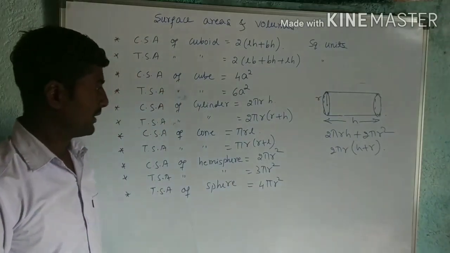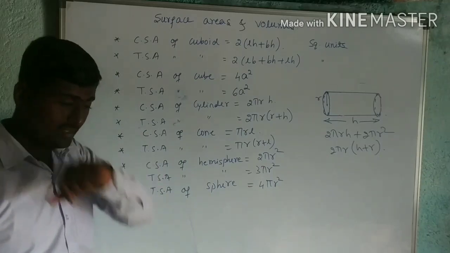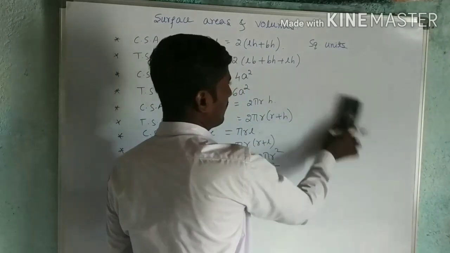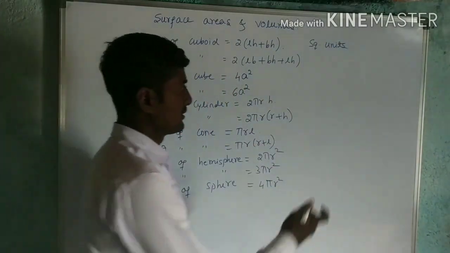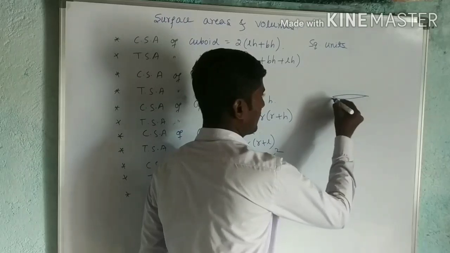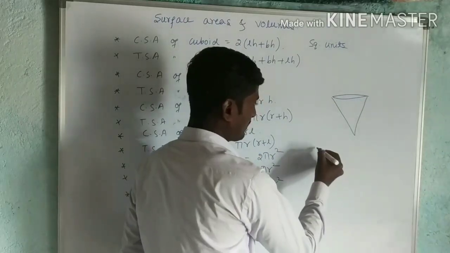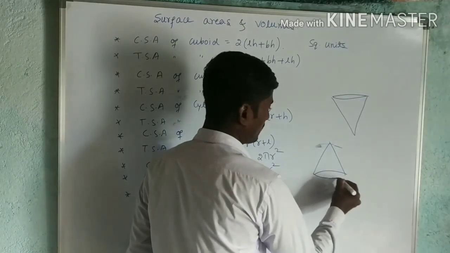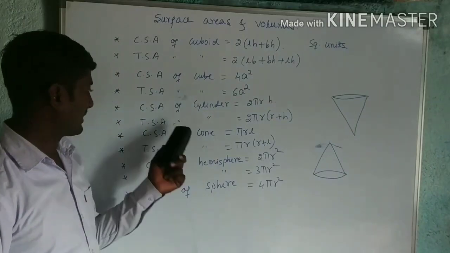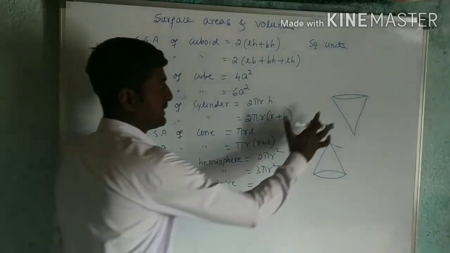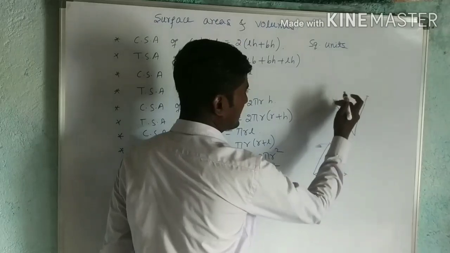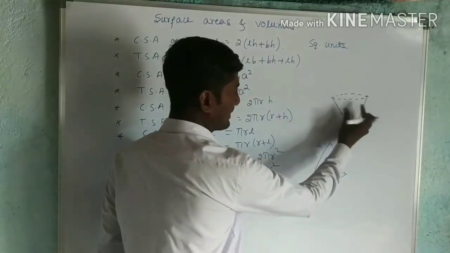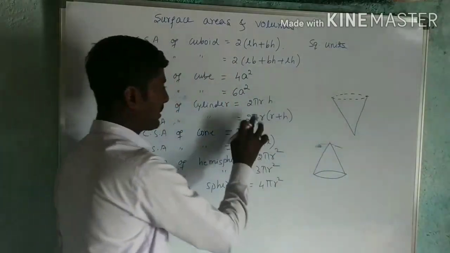Now the next one is a cone. I hope you have already seen a cone. In ice cream they give it, na. It is in this way. This is the cone. Otherwise the cone can be in this direction also, opening downside. Both are cones only. Now CSA of a cone: if the top is open, then remaining is this one only. So what will this area become?